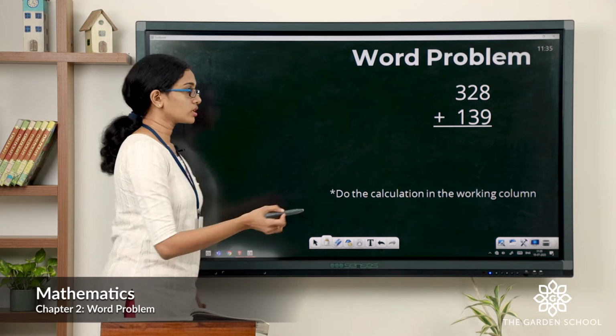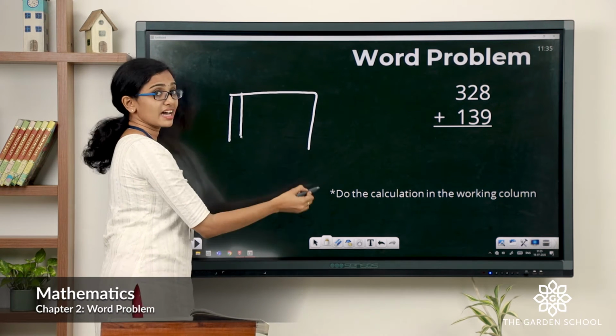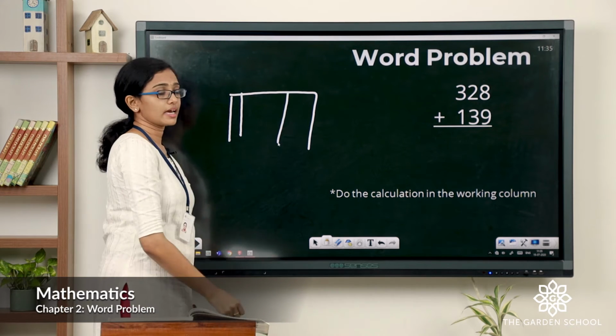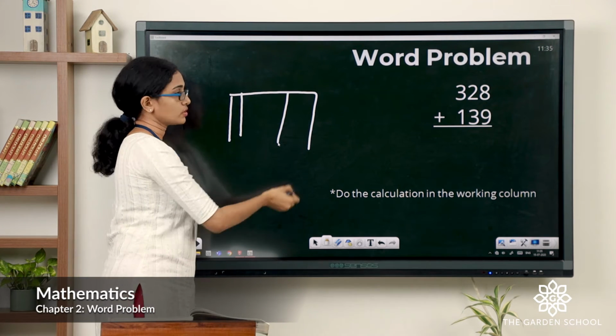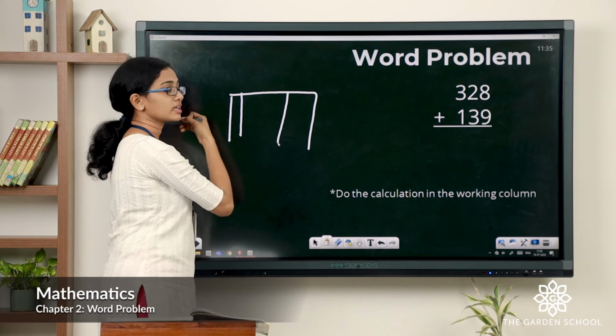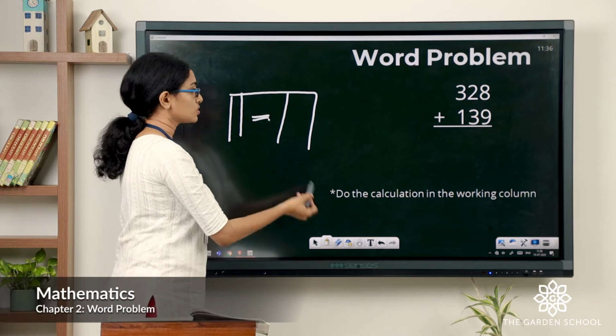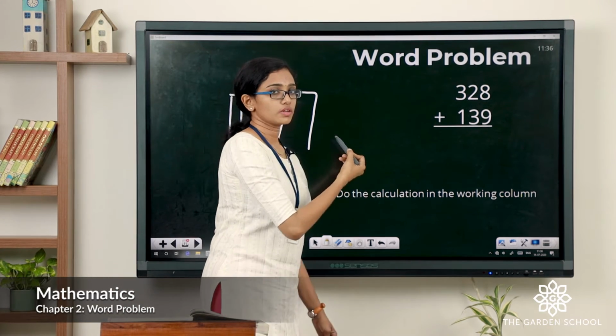See, in your notebook, you can see two margins. Here, one narrow margin will be there and here one broad margin will be there. So this is your working column. You can do all the calculations in your working column and take the answer and write it in the space where you write the steps. So in the working column, you have to do this calculation.